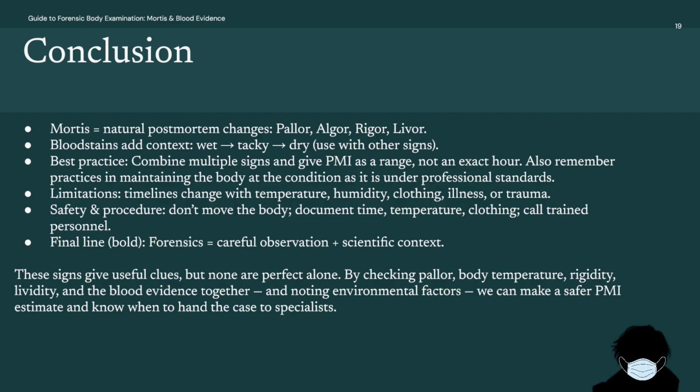So these signs give useful clues, but none are perfect alone. By checking the pallor, body temperature, rigidity, lividity, and the blood evidence together and noting environmental factors, we can make a safer PMI estimate and know when to hand the case to specialists. So that's all. That's how you use forensic science in regards to mortis and bloodstains.